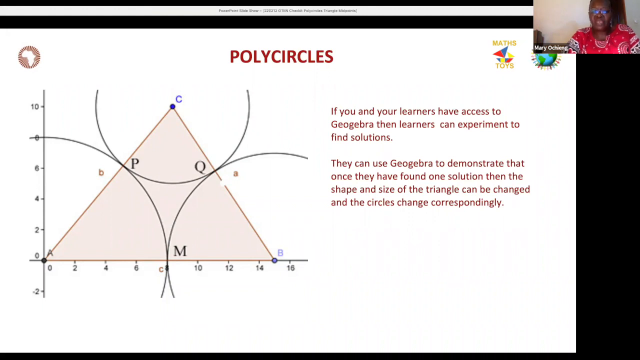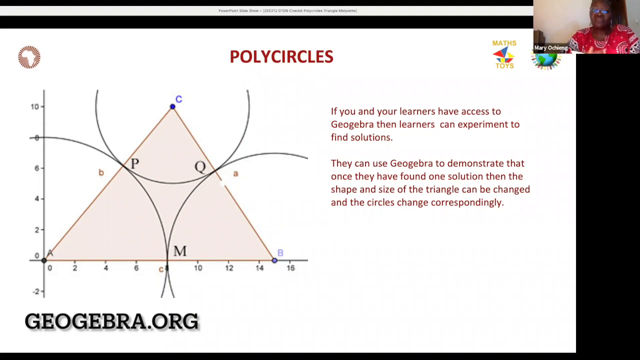And you can use GeoGebra and just have the learners experiment. After they've found one solution, they can then experiment and see what happens when they change the shape and the size of the triangle. What happens each time that they change the shape of the triangle? Do the circles change correspondingly? It's a great tool, not just for this, but even for other things. It's a great tool that you can use for exploring.